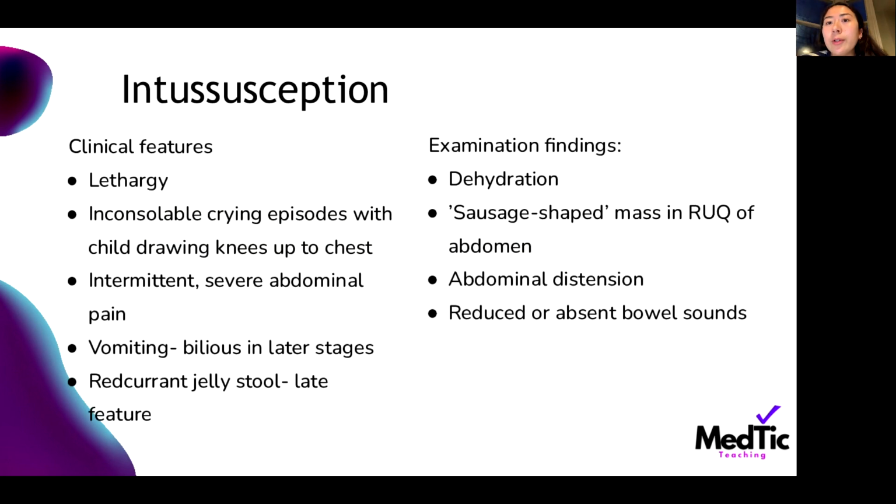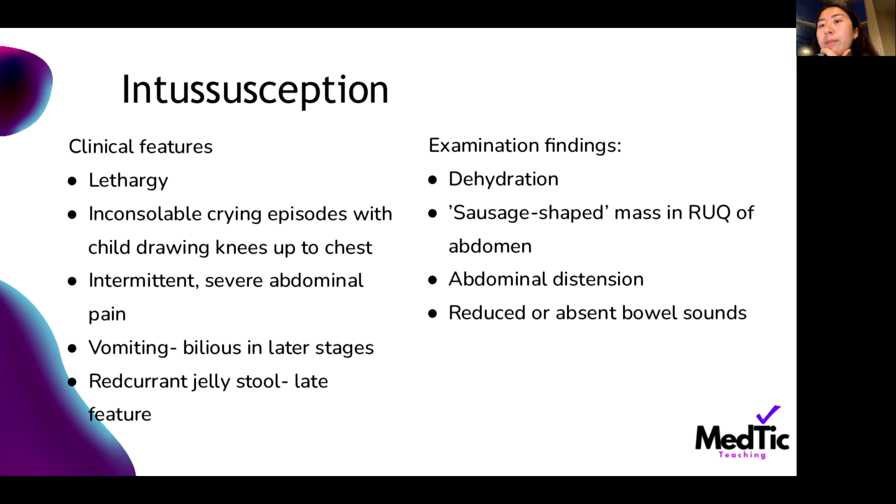In terms of clinical features, they're going to be tired, they're going to maybe draw up their knees and have these periods of crying that you just can't calm them down. The pain is going to come as intermittent pain. The vomiting then becomes bilious in the later stages, and you get the red currant jelly stool. But this is actually quite a late sign, but I'm hoping they would include some of these features in the MCQs just for you to be able to recognise a bit more easily.